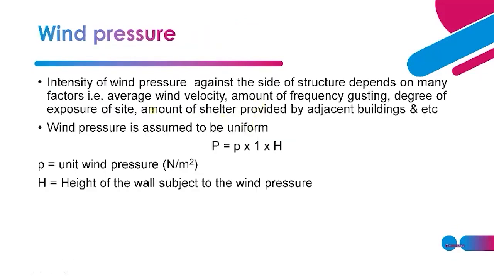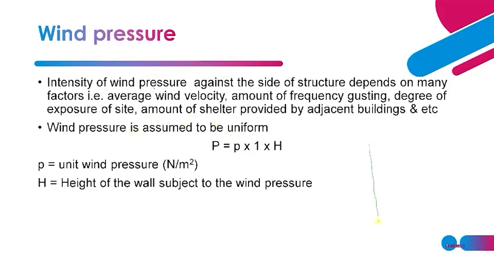Okay, first we look at the wind pressure. The intensity of wind pressure against the side of the structure depends on many factors. For example, average wind velocity, amount of frequency, and so on. So there are so many factors that contribute to how you calculate the intensity of wind pressure. But because it is so hard to calculate with so many factors, normally what we are going to do is just assume it to be uniform.